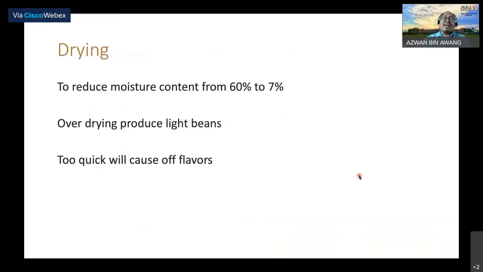But if you over dry, the beans will become lighter, and sebab harga, the price of beans depends on the weight of the beans. Kalau terlampau ringan, then petani nanti tak dapatlah keuntungan yang banyak. Kalau terlampau cepat juga, the shell, kulit luar bean itu jadi keras and will not help, which means that the organic acids won't dissipate, so it will cause off flavor. So you need proper drying as well.